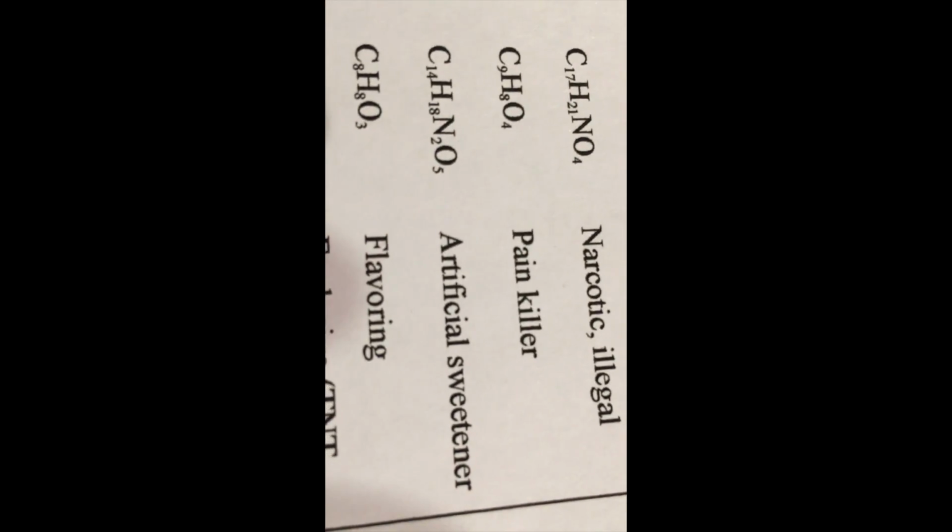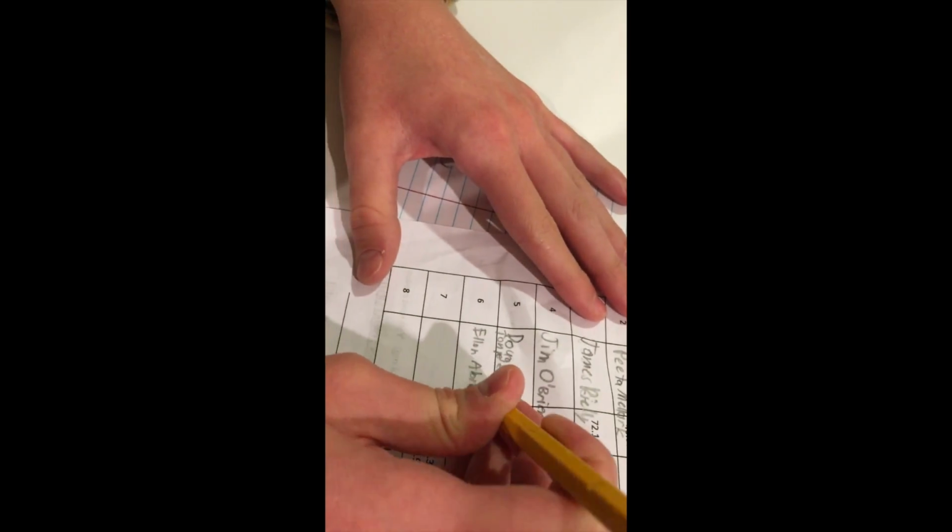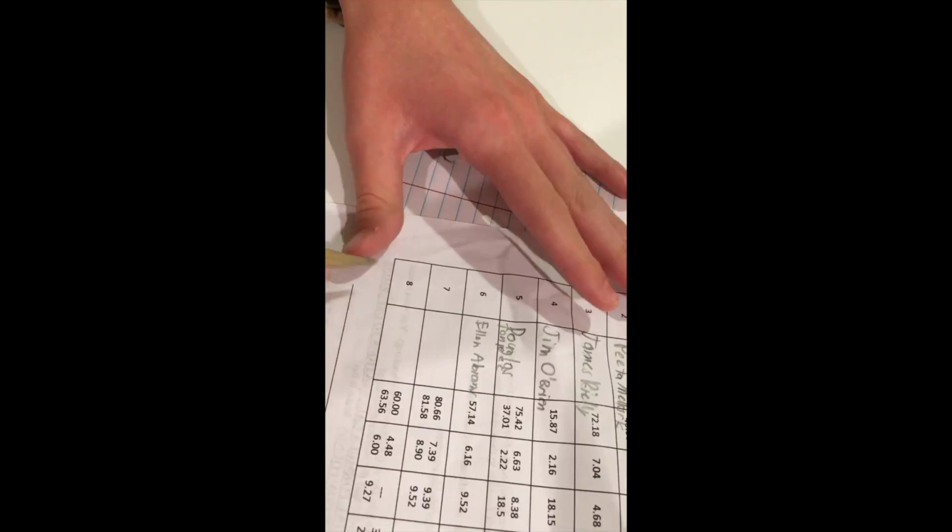Passenger 6 had aspartame in his pockets. So that's an artificial sweetener. So I think it is Ellen Abrams, who's a teacher. I did sugar-free drinks. So Ellen Abrams is passenger 6.